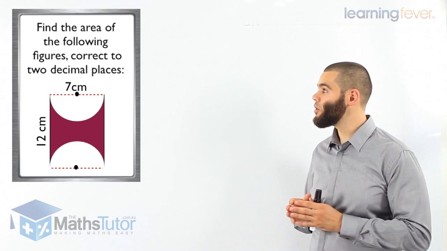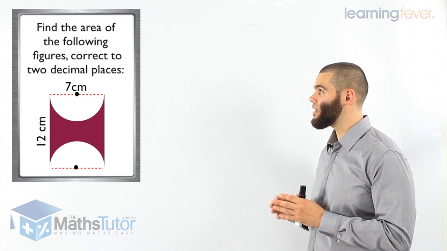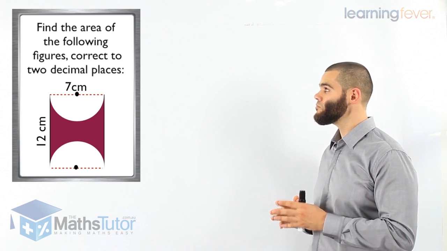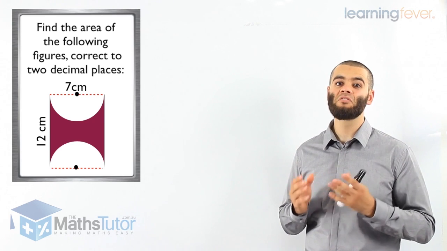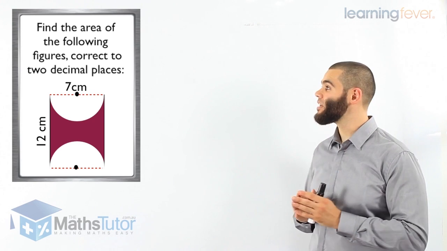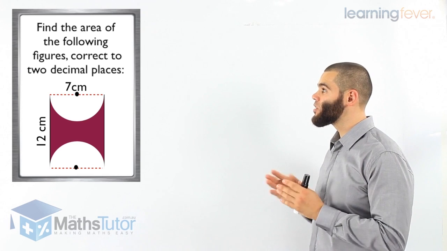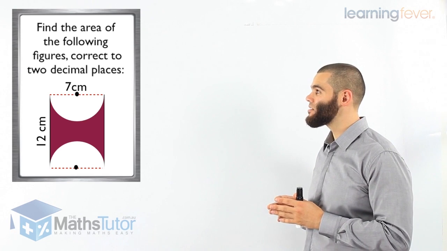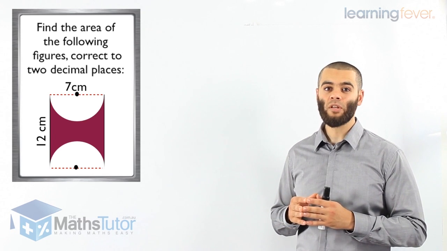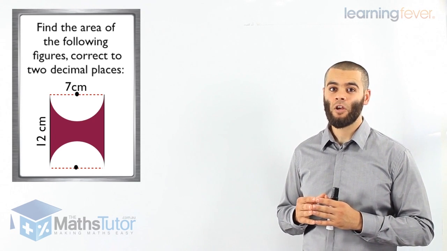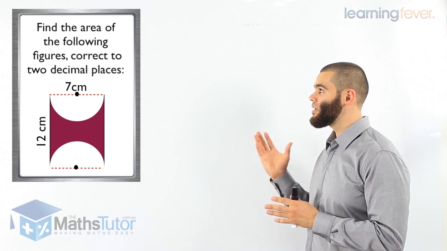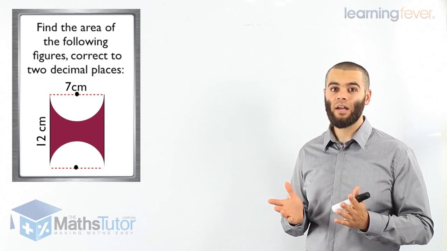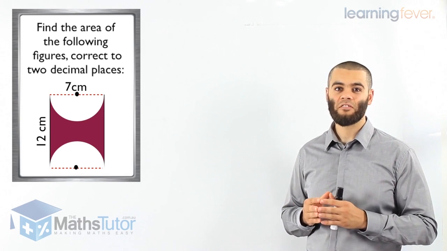So now we would like to know what is the shaded region, what is the area there. We need to find the area of the total rectangle minus the 2 semicircles. Look carefully. We have a rectangle 12 centimeters long and 7 centimeters wide, but 2 semicircles, one from the top and one from the bottom, have been cut out, which makes this shape. Let's work it out. We're going to work out the area of the rectangle first. Take away the 2 semicircles.